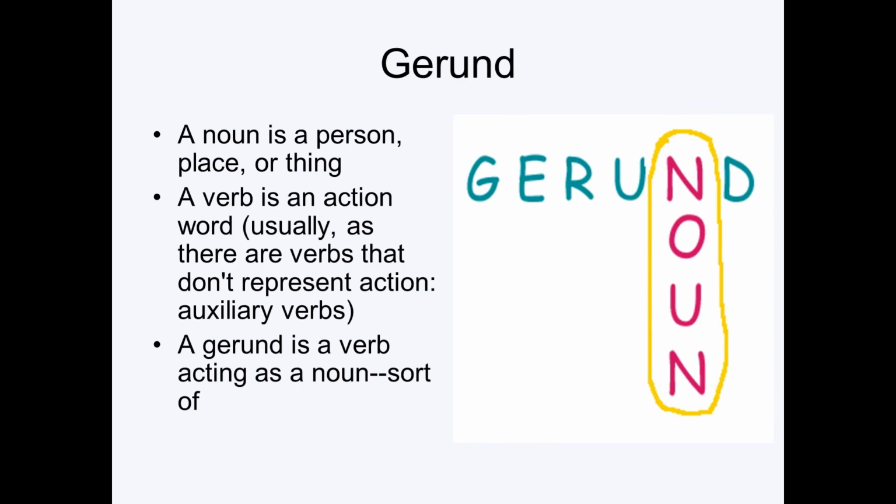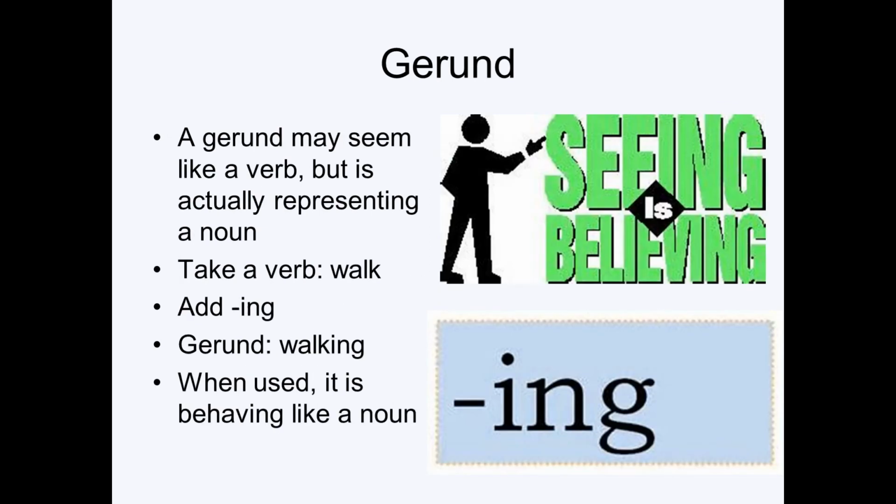Okay, I think most people got the noun and verb, but let's go through them quickly. A noun is a person, place, thing, or idea. A verb is an action word, usually, as there are verbs that also don't represent action, like auxiliary verbs. And a gerund is a verb acting as a noun, sort of. A gerund may seem like a verb, but it's actually representing a noun, right?